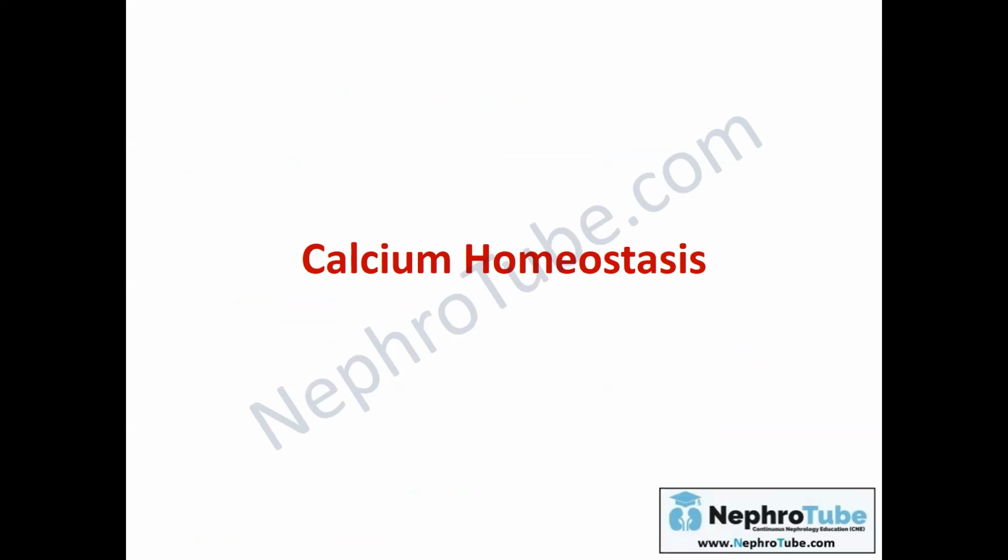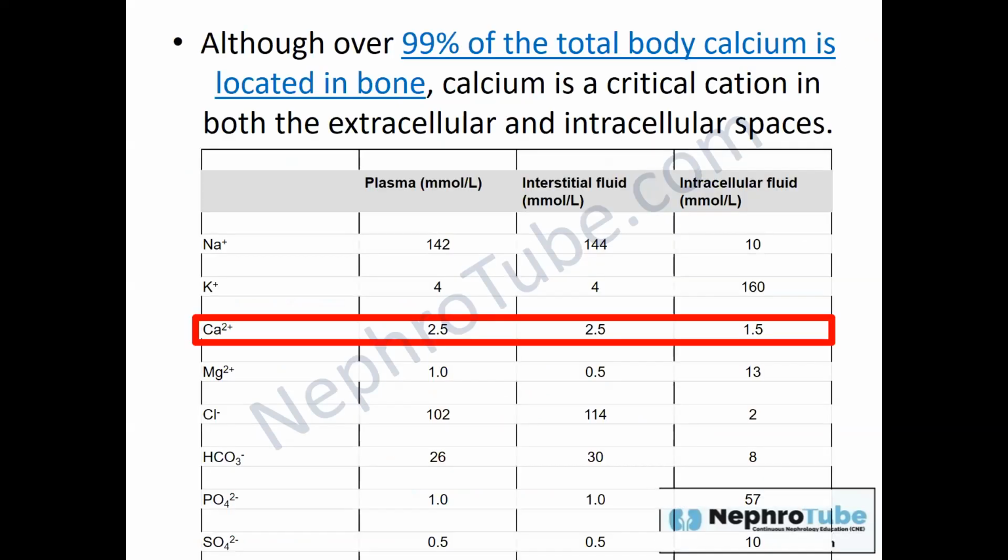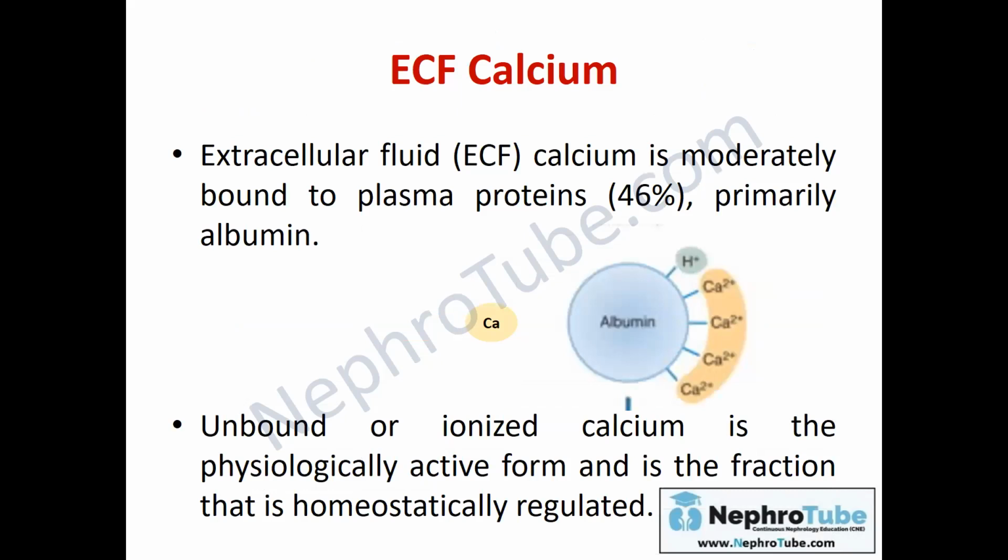Starting with a small introduction about normal calcium homeostasis. Calcium is mainly located in bone: 99% of the total body calcium is in bone. A small amount of calcium is present in plasma, interstitial fluid, and intracellular fluid. But although the amount of calcium is low in the plasma and intracellular fluid, it is critically important, especially for normal neuromuscular excitability and activity, and for normal blood hemostasis.